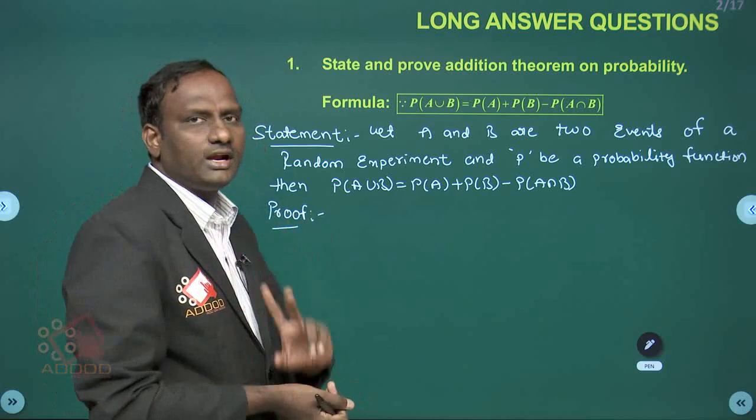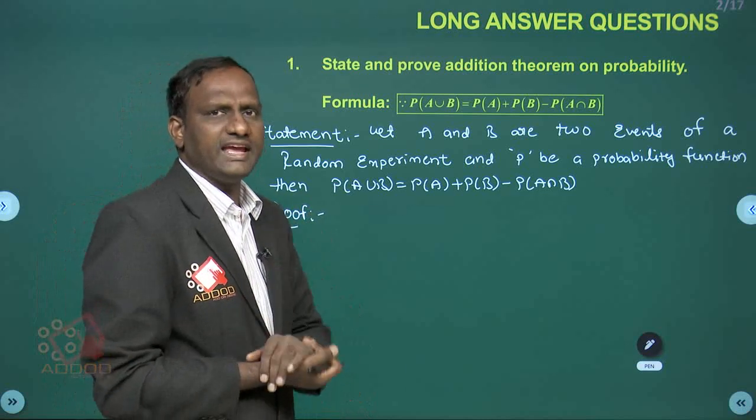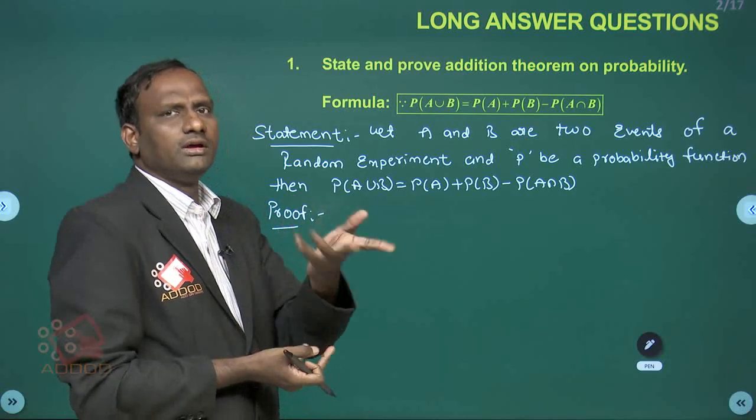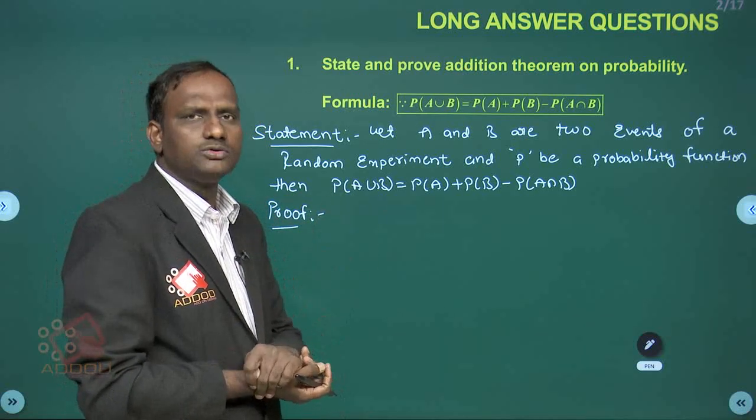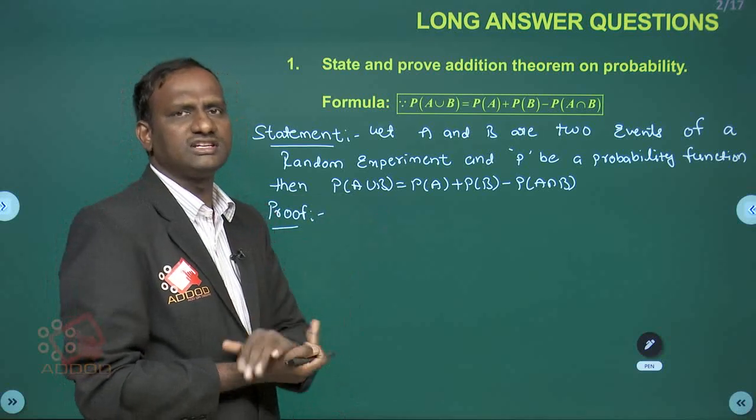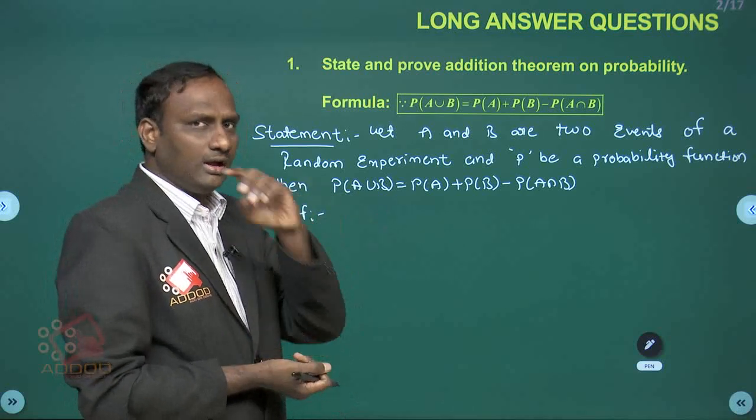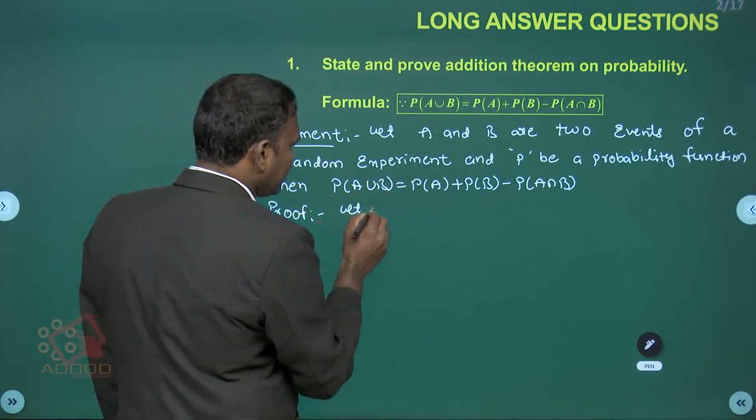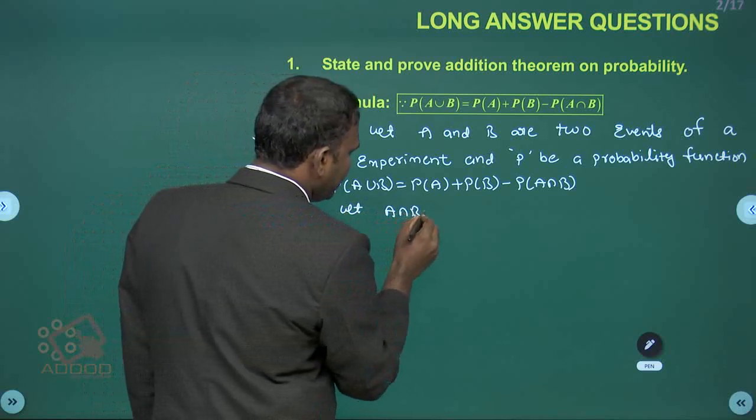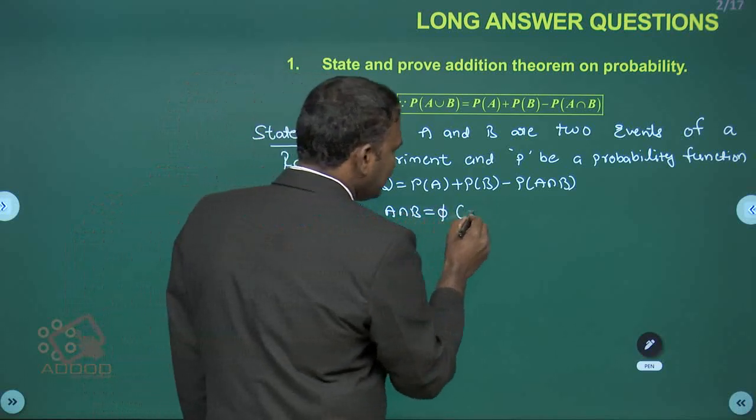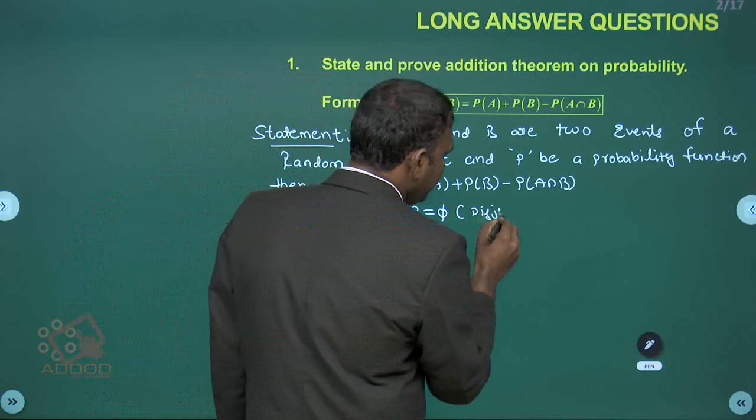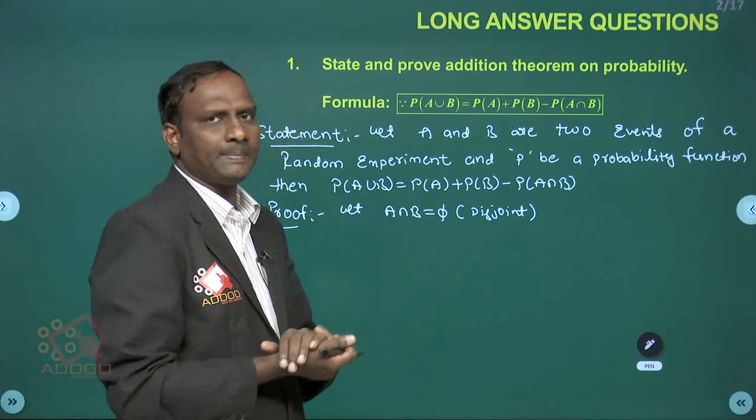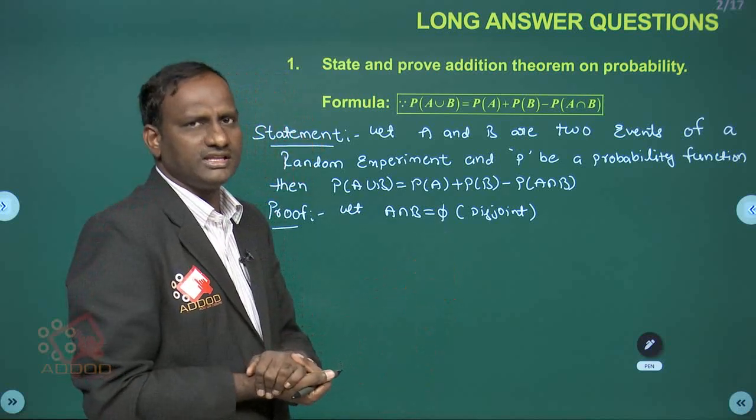In this proof, two cases arise. One is A and B are disjoint sets. What do you mean by disjoint? Two sets having no common element, then we can say those sets are disjoint sets. So here, A and B are two events, and I am taking A intersection B is equal to empty. Disjoint in the sense nothing is in common.